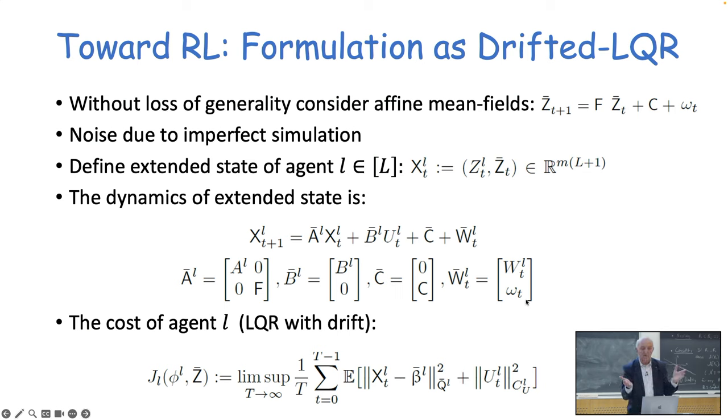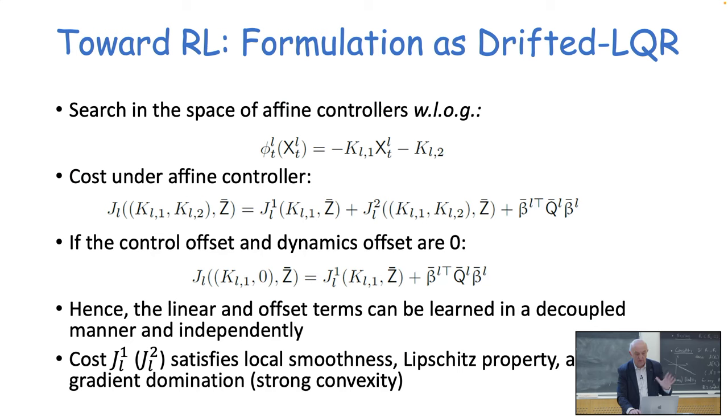And so therefore you have to use reinforcement learning to learn this, and essentially the reward function for the L agent can be written in this form. I don't have time to go into this. We already know that there is a linear solution, linear in X. X has both Z and Z bar, the mean field, and then there is the offset term. So you have to learn, identify these terms. Now, what we can show is that linear and offset terms can be learned in a decoupled manner and independently in this case, and certain conditions that are desirable here are satisfied.